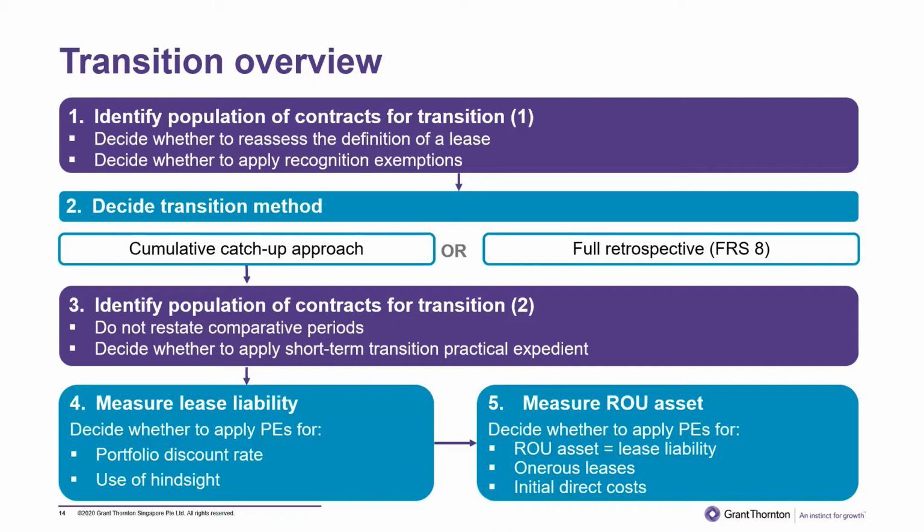And the third is obviously initial direct cost. If you take the ROU asset as equal to lease liability, you don't need to worry about the initial direct cost that might have been incurred in the past, and you have no way of figuring out what those were. So a couple of things to consider when you're transitioning to FRS 116 on 1st January 19.